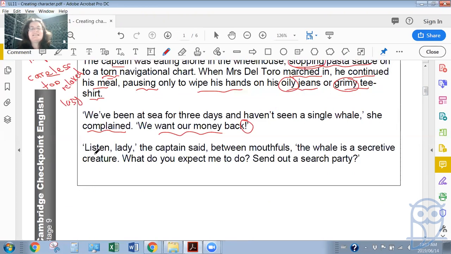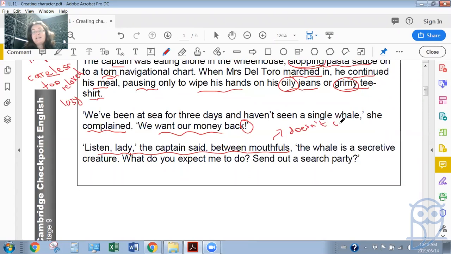And then the captain replies. He says, listen, lady, the captain said. Okay, so what does this say about him? Listen, lady, the captain said, between mouthfuls. Okay, what does it say about him? Okay, so he's eating as he speaks. Yes, he's eating whilst he's speaking, which suggests what about him? What does that suggest about him? Good, he doesn't care who you are, okay? So he doesn't care.